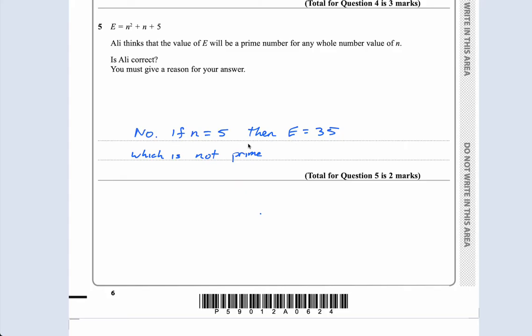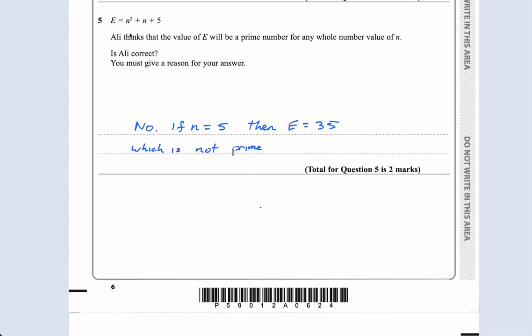You can always just, I think the mark scheme says, try 1, then try 2, then try 3, then try 4, then try 5, until you get to a number that's not a prime number. But I chose 5 because this is going to be a multiple of 5, this is going to be a multiple of 5, and this is a multiple of 5. So when you add them, you're just going to get a multiple of 5. If you chose 10, you'd have 10 squared plus 10 plus 5, which is 115. That's also not a prime. So there's plenty of numbers that are not prime.